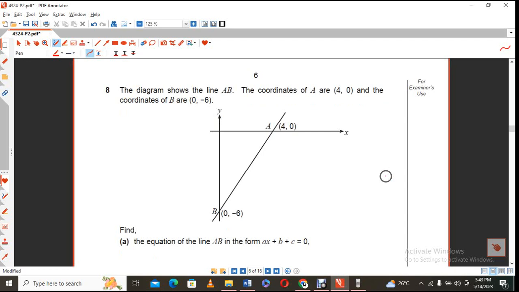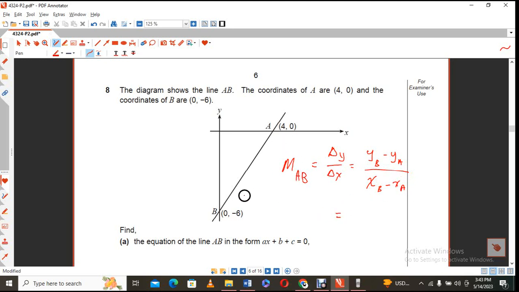Question 8, the diagram shows the line AB. The coordinates of A is 4, 0. The coordinates of B is 0, -6. They want you to find the equation of the line. Of course, the first thing is you need to calculate the gradient of AB. That will be delta y over delta x. You take two y values, you subtract them from each other, and you take two x values and you subtract them from each other.